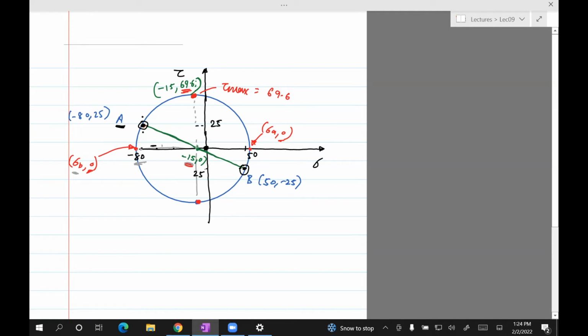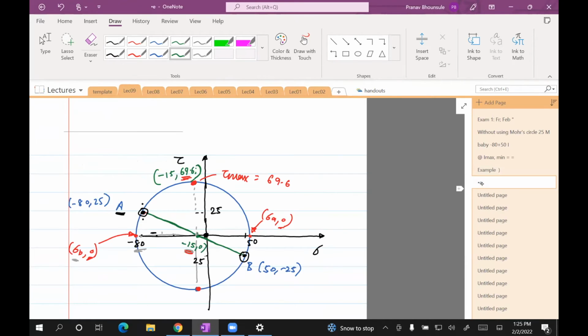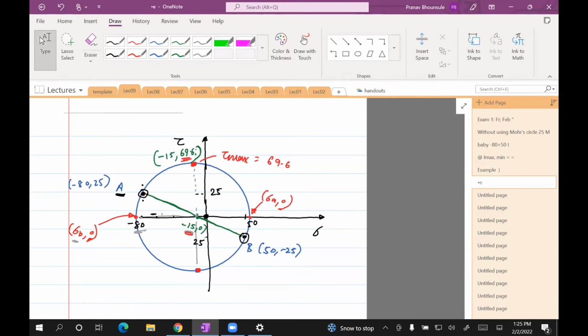Okay, so what I need to do for the first part is compute the stress for a 30 degrees clockwise rotation of the plane stress element. So you need to rotate either face A or B clockwise by 30 degrees. You can choose point A or B, whichever you like, and then rotate it by 30 degrees clockwise. That's all I'm going to do. So remember that 30 degrees rotation on the plane stress element corresponds to 60 degrees rotation on the Mohr circle. That's the critical piece. So we need to rotate by 60 degrees clockwise.